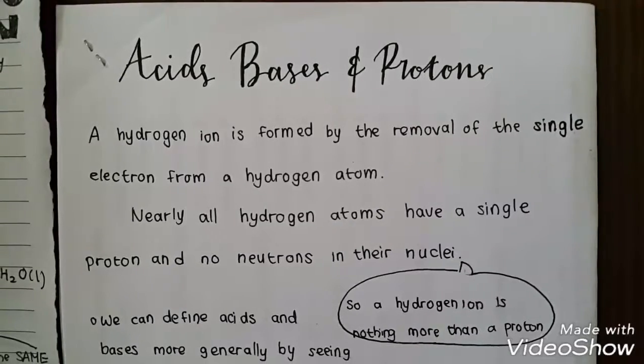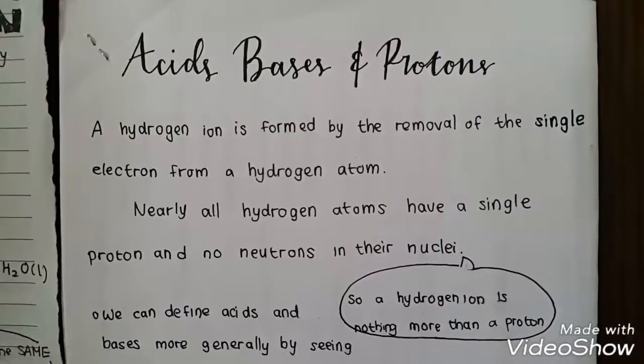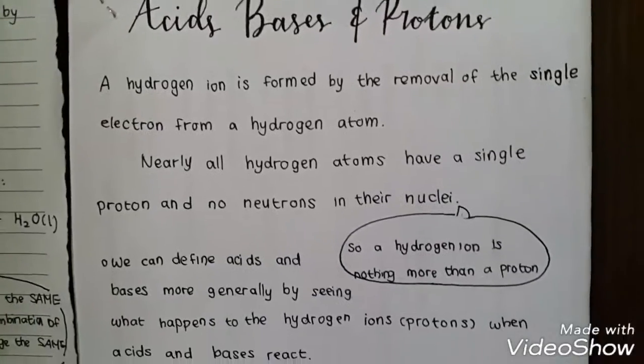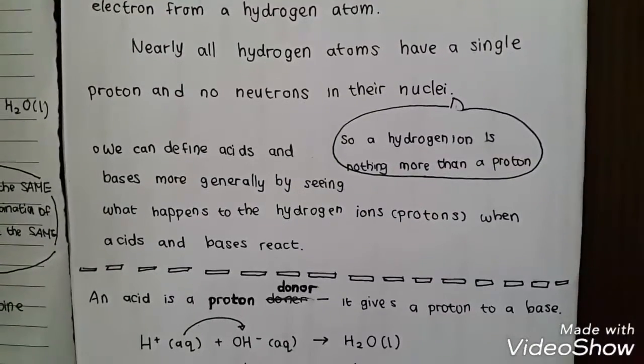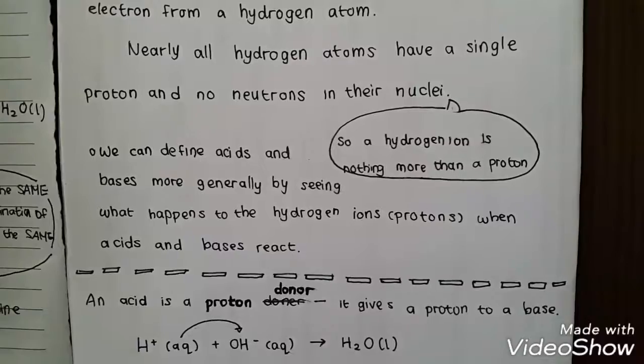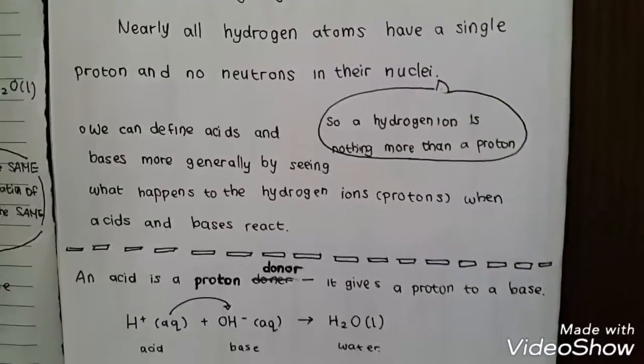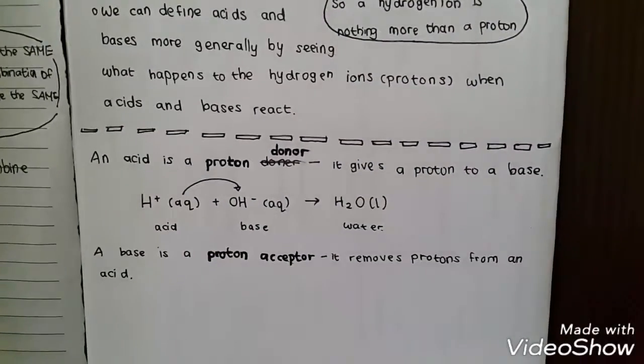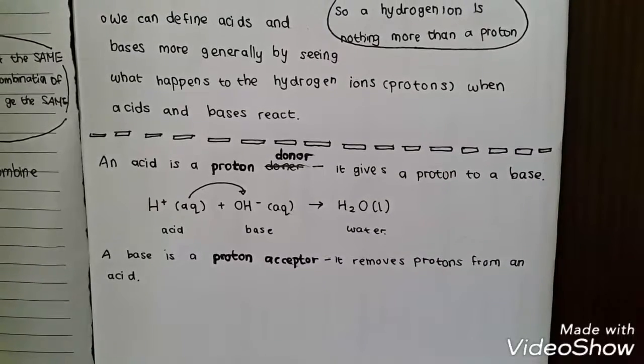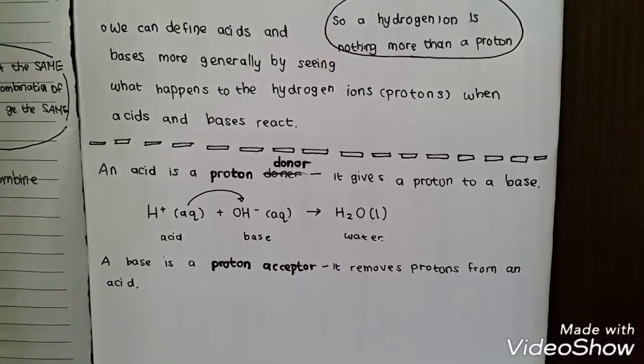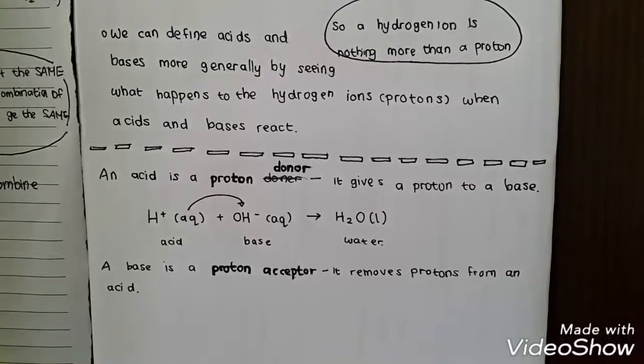Acids, bases, and protons. A hydrogen ion is formed by the removal of the single electron from a hydrogen atom. Nearly all hydrogen atoms have a single proton and no neutrons in their nuclei. We can define acids and bases more generally by seeing what happens to the hydrogen ions when acids and bases react. An acid is a proton donor. A base is a proton acceptor.